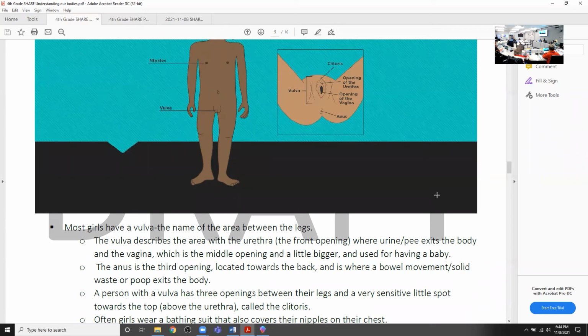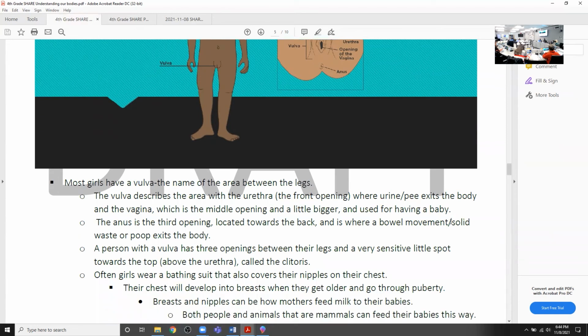and the vagina, which is the middle opening and a little bigger and is used for having a baby. The anus is the third opening, located towards the back, and is where a bowel movement, or solid waste, or poop exits the body. A person with a vulva has 3 openings between their legs and a very sensitive little spot towards the top above the urethra called the clitoris.